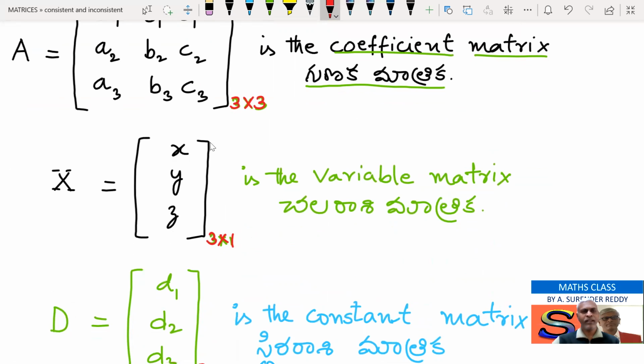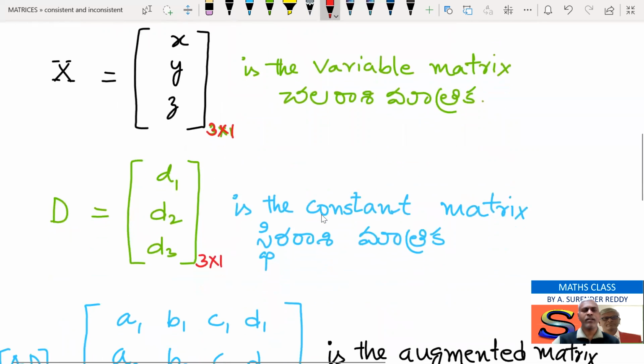Whereas x, y, z is a 3 by 1 matrix. This is called X, and it is the variable matrix, Chalarasi matrika antam. X, Y, Z lu Chalarasulu, variables we know. So that's why this 3 by 1 matrix X is called the variable matrix, Chalarasi matrika.